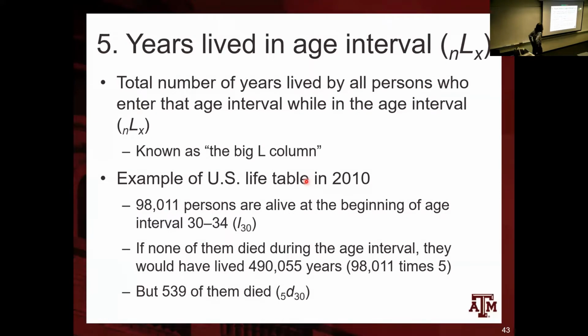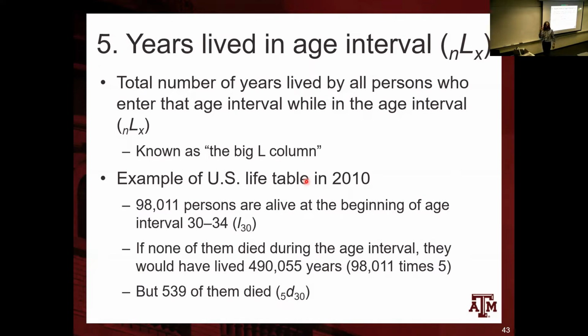The years lived in the age interval, the big L column, is the total number of years lived by all persons who enter that age interval while they are in the age interval. In, let's say, a life table with 5-year age groups, and we have the radix, the little L0 equals 100,000. If nobody dies, everybody keeps living. If I leave one person in the age group from 5 to 9, 5 years, and I don't die, I will contribute 5 years of life in that age group because I will reach age 10. So I will contribute 5 person years. One person contributes 5 person years.